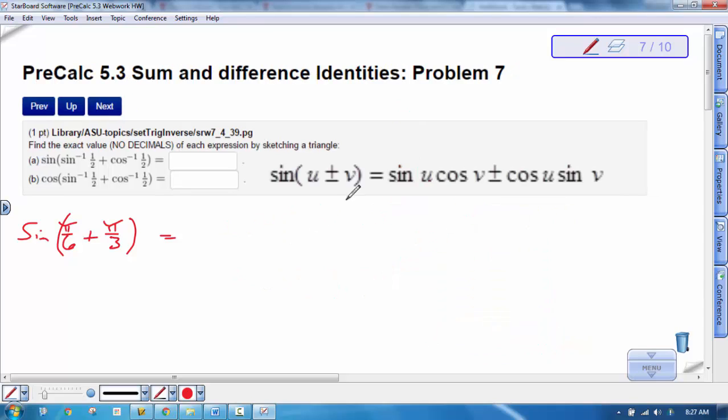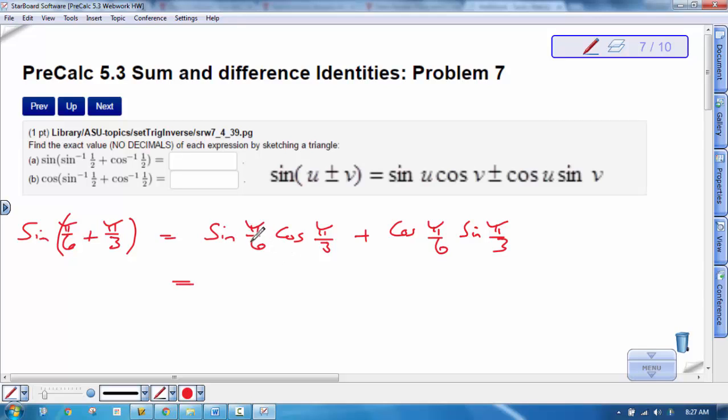Now I can use the sine formula, which is right here. So that's sine of the first angle, pi over 6, cosine of the second angle, pi over 3. Now the sine formula has a plus, so I stay in the top, so it's going to be a plus cosine of the first angle, pi over 6, sine of the second angle, pi over 3. So I just need to simplify this.